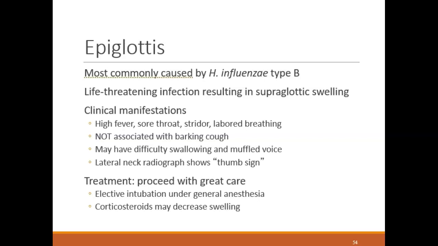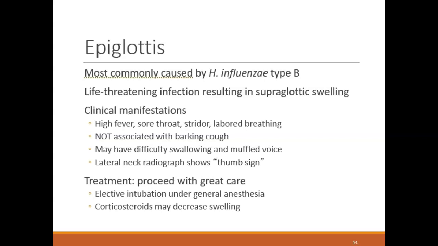I think we had this question, and maybe a lot of you came up and asked me about this. If you have a kid that you suspect has epiglottitis, you are not intubating in the emergency room. This kid is going to go to the OR so they can be intubated in a controlled environment, and if they have an unsuccessful intubation, we can put a tracheostomy tube in emergently.